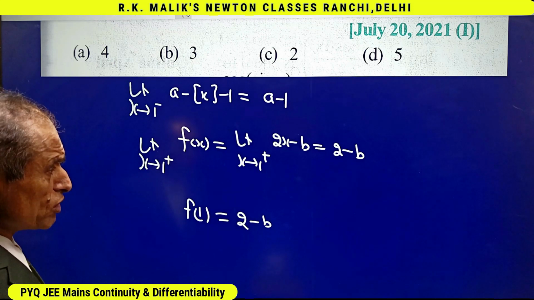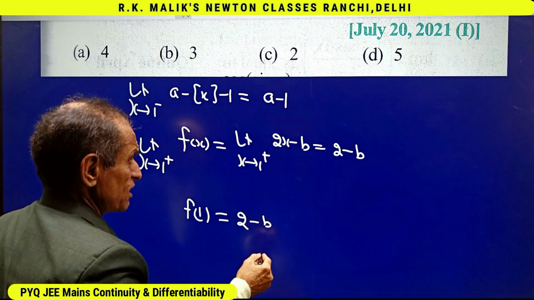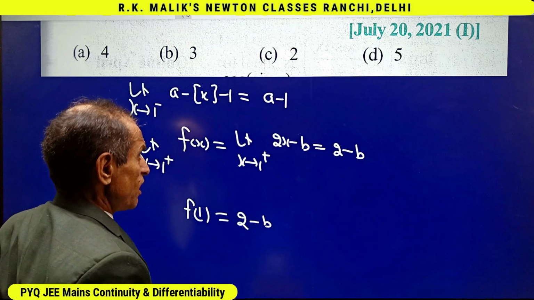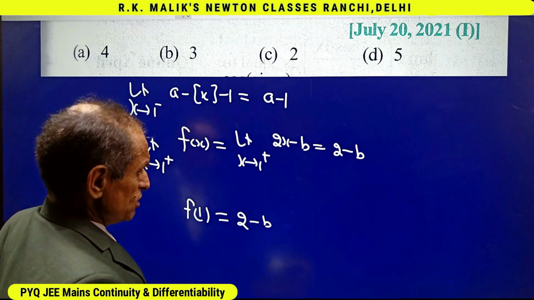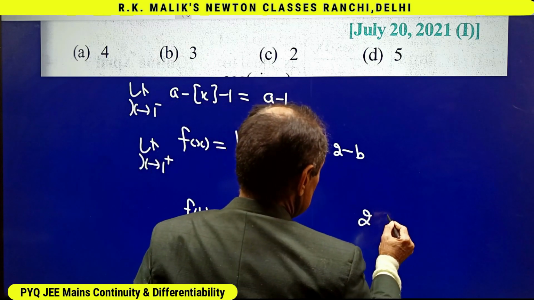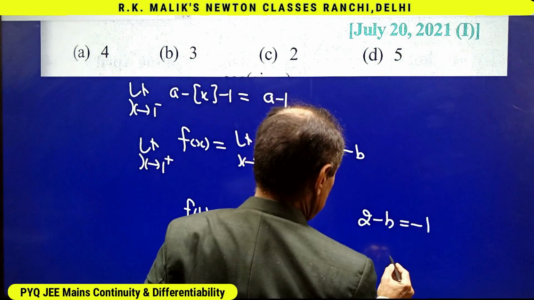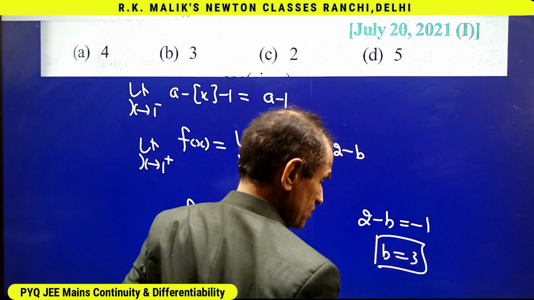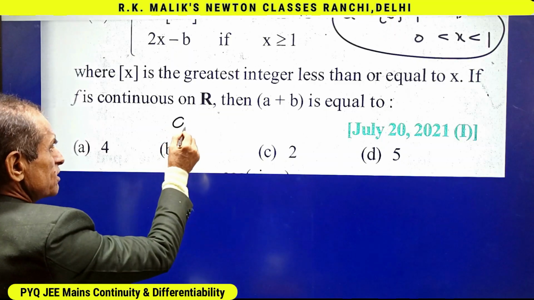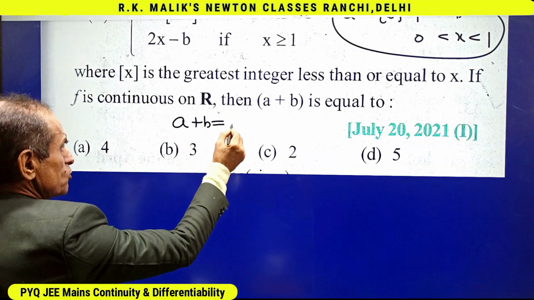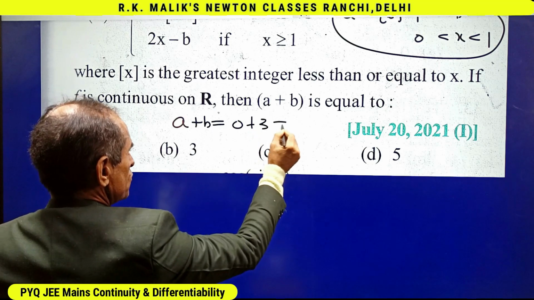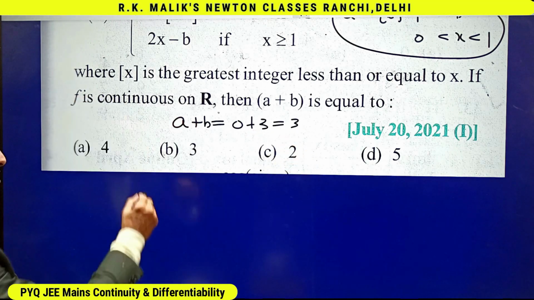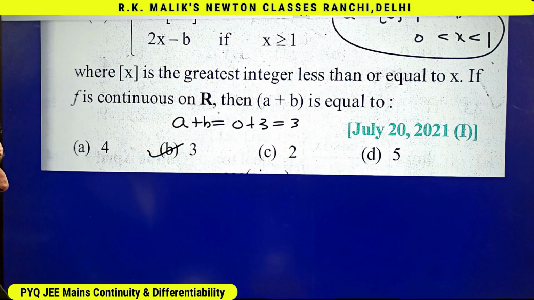Therefore, the function will be continuous if all the three are equal. But a is already found to be 0. Therefore, I get 2 minus b equal to minus 1, that is b is equal to 3. Hence we conclude that a plus b is equal to 0 plus 3 equal to 3. Therefore, B becomes the correct choice.